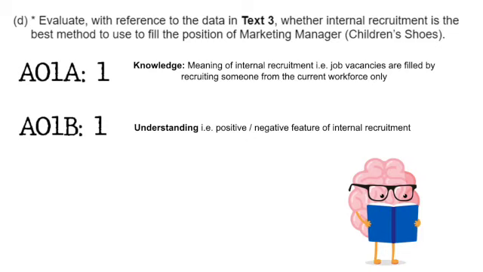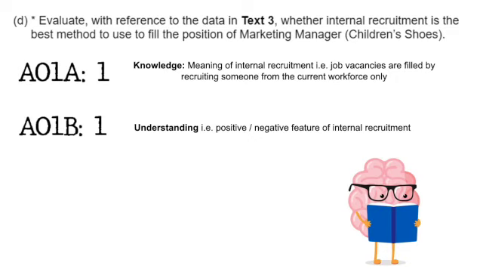So unlike a 7 marker, a 9 marker will assess your AO1A and your AO1B. So in other words, you can get 2 marks just for showing knowledge and understanding. So how do you show knowledge? Well, my recommendation would be, at the very start of your answer, in the very first sentence, just define the key concept. So what's the key concept in this question? Well, it's internal recruitment. So I literally start my answer off with: job vacancies are filled by recruiting someone from the current workforce only. And you should get your AO1A from that and get 1 mark.